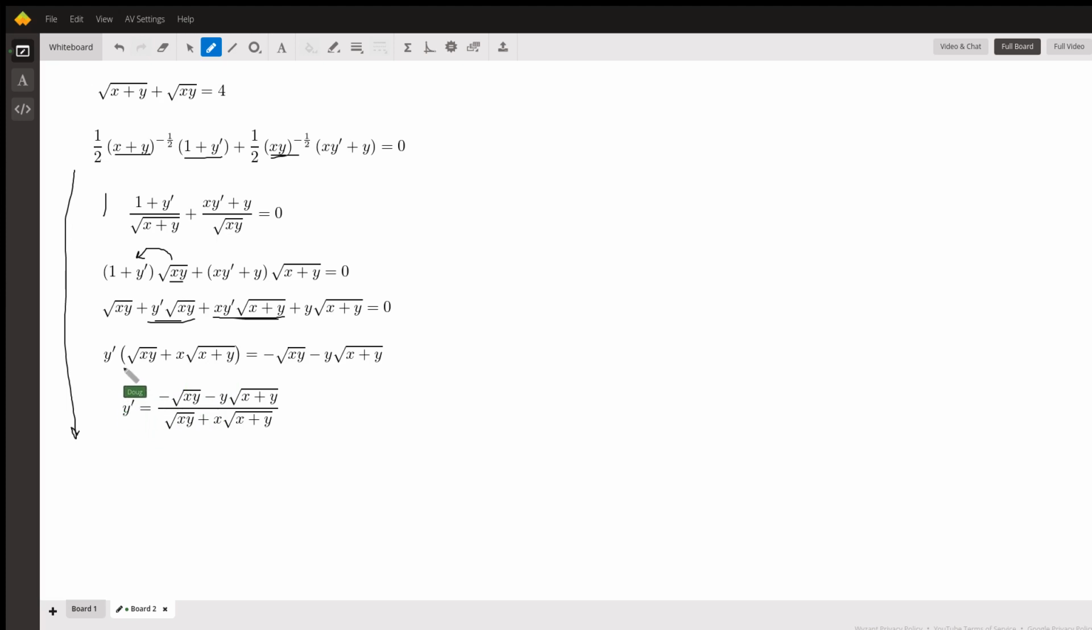And finally, to solve for y prime, we divide both sides by the coefficient of y prime, which is this expression right here. Okay, and you could do what I did on the first board, factor out that minus sign and leave it in front of the fraction. Square root of xy plus y times the square root of x plus y over this denominator. Okay, there you go.